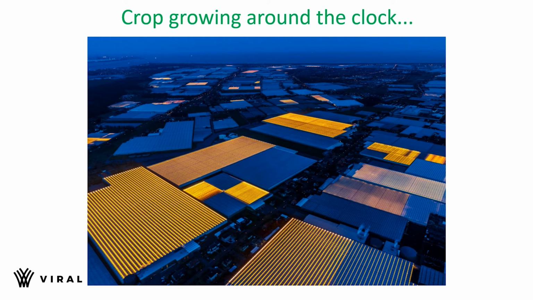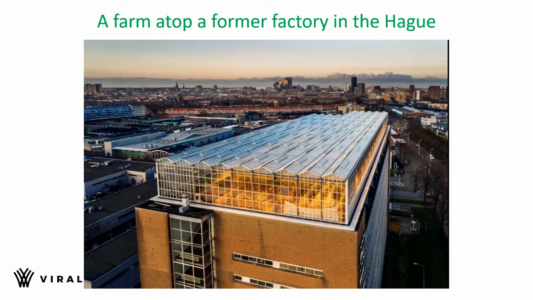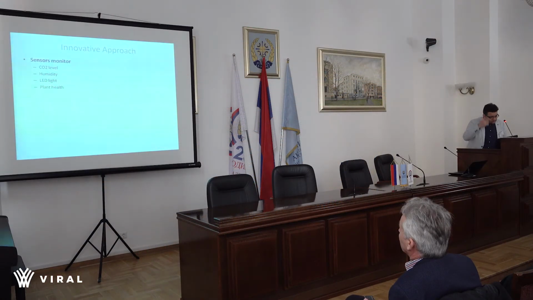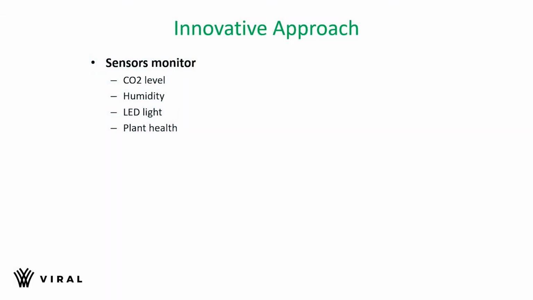These crops are being grown. Even in the city, you can see some farms on top of a former factory. This is in Den Haag. You can see a former factory, and on the top you can see a greenhouse, which is quite interesting, I think. So, how did they manage this? How did they produce this kind of huge amount of food?